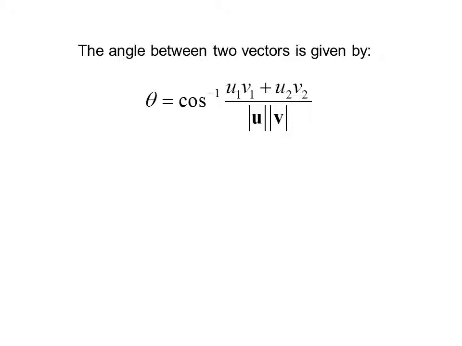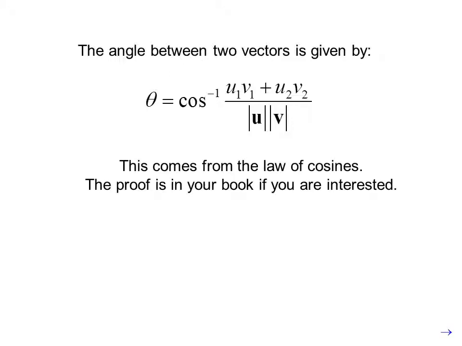The angle between two vectors is given by theta equals inverse cosine of u1v1 plus u2v2 over the magnitude of u times the magnitude of v. This comes from the law of cosines. The proof is in your book if you're interested.